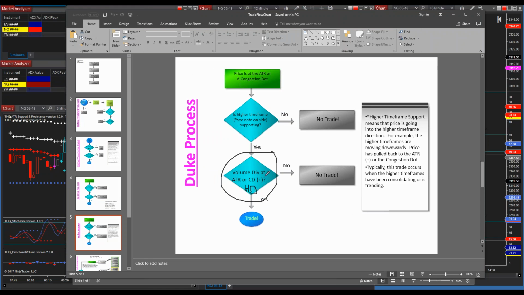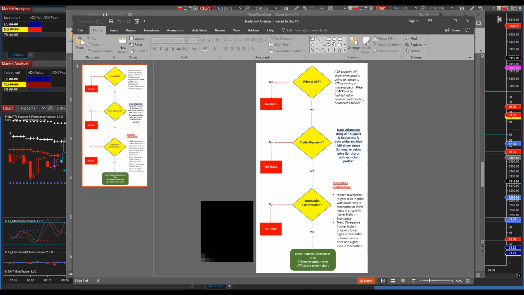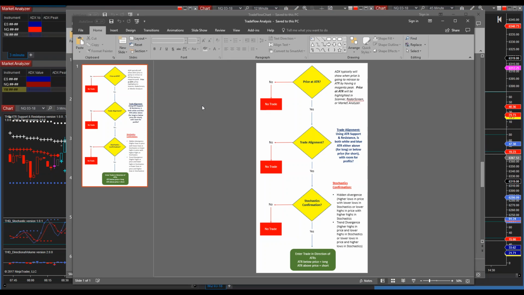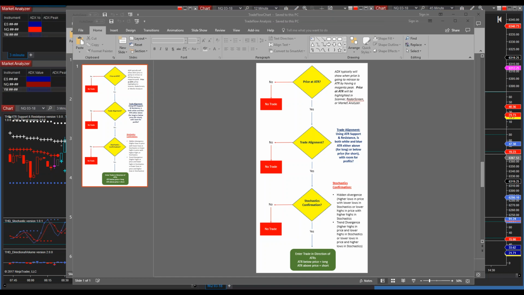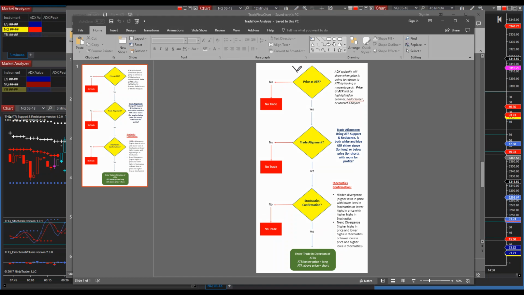Now, some of this may sound like Greek, and I realize it might be a lot to understand if you're new. So I created another one, and this is if you're using the ATR support and resistance. First, are you at an ATR? If you are not at an ATR, you do not have a trade. If you are at an ATR, do you have trade alignment? Now, what that means is you have two ATRs in your favor.